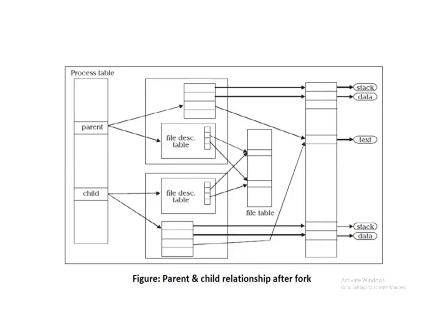As we can see, the data segment of the process table of the parent and the child is accessed by the parent and child. They have the same text, but the parent and child have their own separate stack and data segments. Here also the parent has a separate data and stack segment, but they have the same text segment.